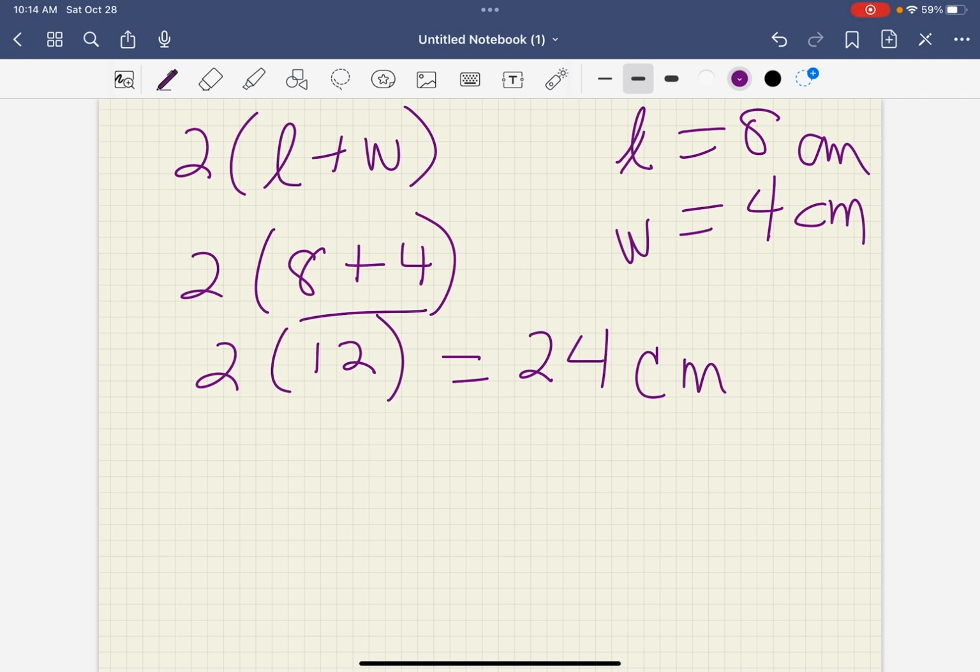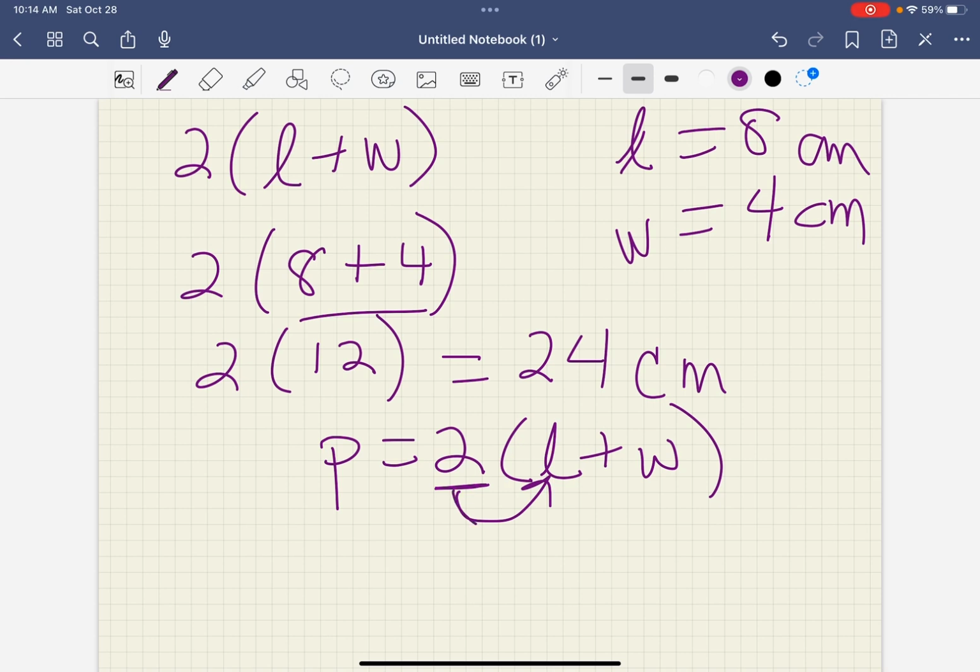Okay, so now if we have something that looks like perimeter equals 2 times length plus width, which is what we just worked with, we can use the distributive property. And distributive property just means that whatever is outside the parentheses has to be multiplied times everything that's in the parentheses. So this formula becomes 2 times L is 2L, 2 times plus W is 2W.